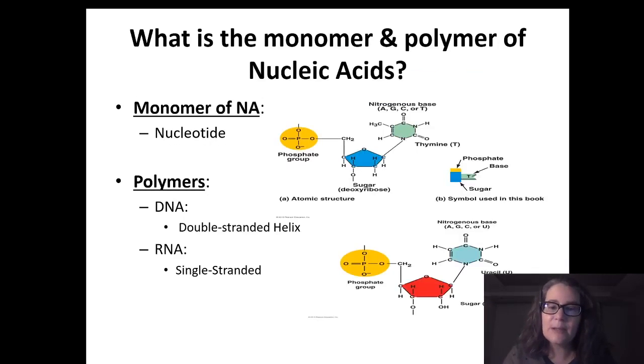So we have talked about our four macromolecules, and one of them is a nucleic acid. Nucleic acids have a monomer and a polymer like every other macromolecule that we have talked about. For nucleic acids like DNA and RNA, the monomer is a nucleotide. And a nucleotide is almost like a letter L shaped chemical with a sugar in the middle here, a phosphate group, and a nitrogen base. And so it makes this kind of letter L shape.